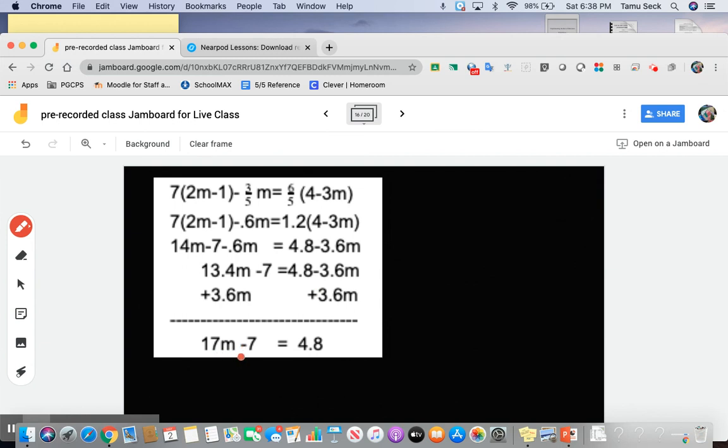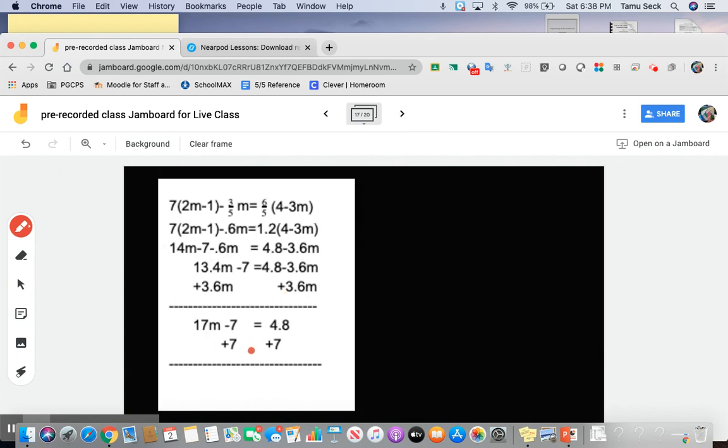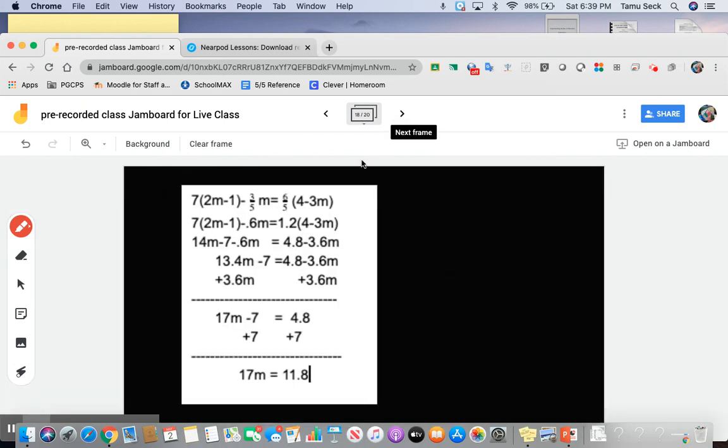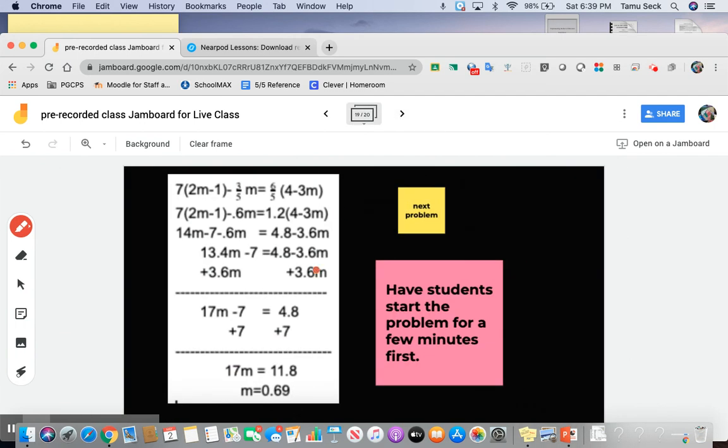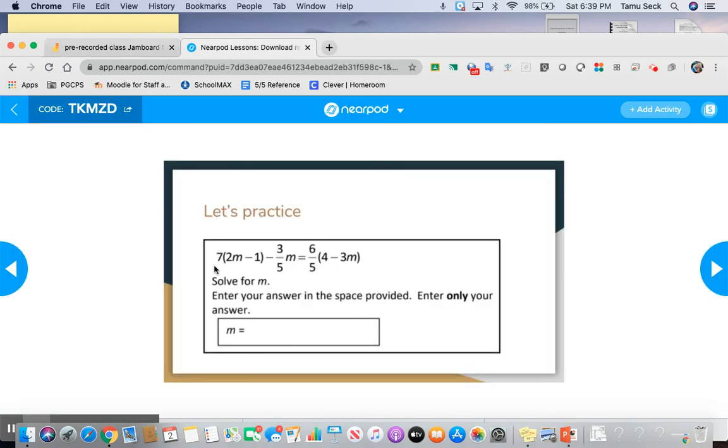Now I have to get rid of the constant that's by the m. So the constant that's by the m is negative 7. Last thing I have to do is divide by 17. So the answer is 0.69. This is what you write in the box. You write 0.69 in the box.